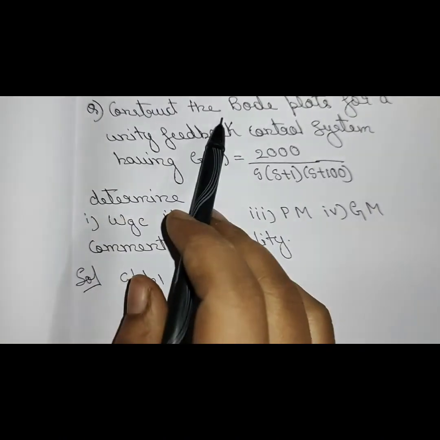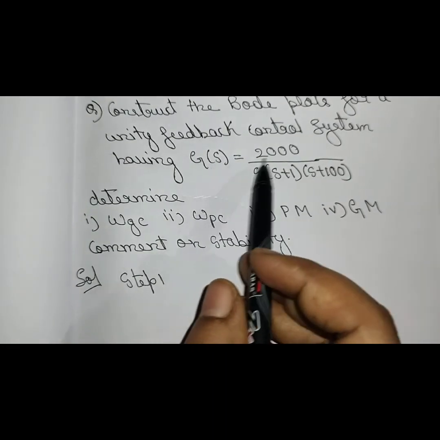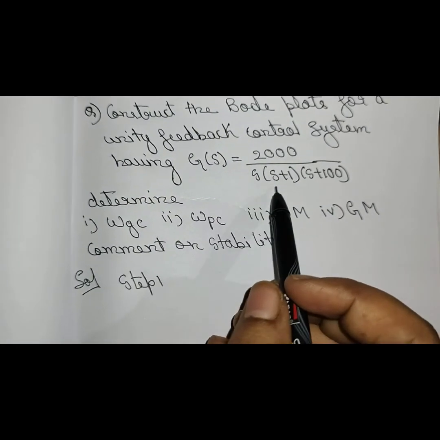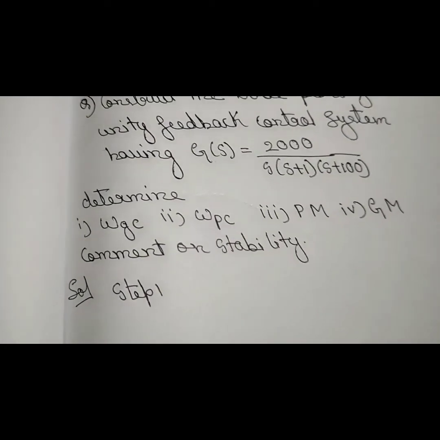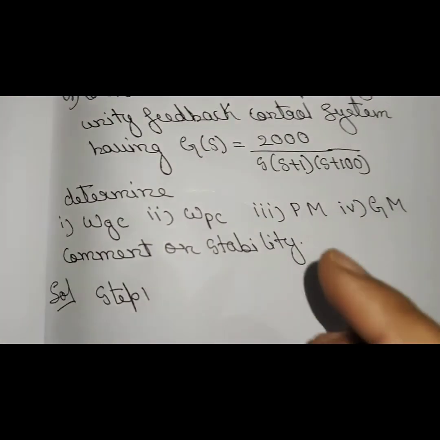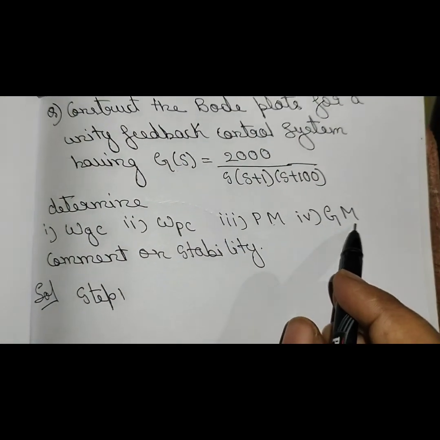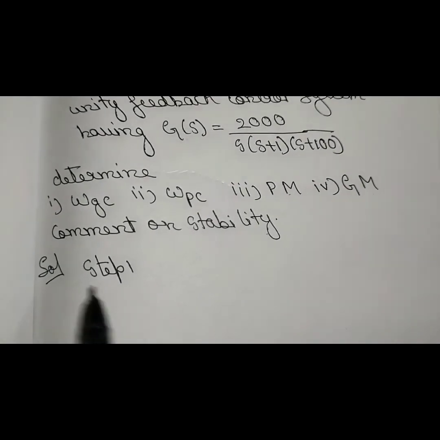Plots. Construct the Bode plot for a unity feedback control system having G(s) equals 2000 divided by s into (s plus 1)(s plus 100). Determine omega gc, omega pc, that is gain crossover, phase crossover, and also phase margin and gain margin. Comment on stability. So what is step 1?